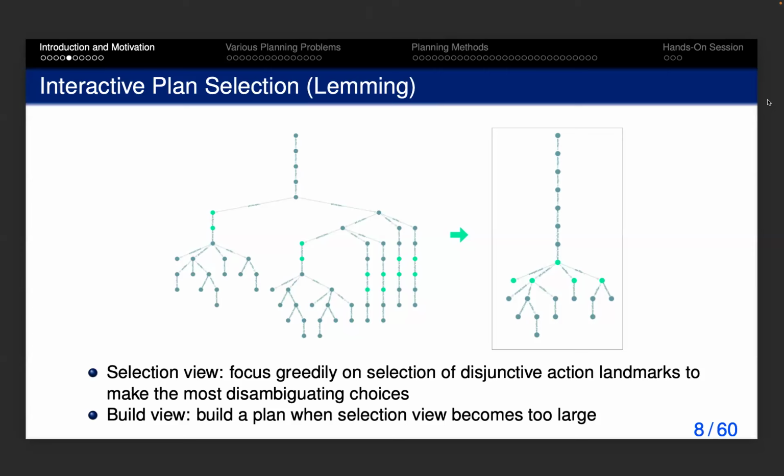You need to really have a good visualization tool that will enable them to see the huge search space that we have now narrowed down to a set of plans, but in a systematic way. And in this problem, we actually looked at how to use disjunctive action landmarks to enable users to have different views, in particular selection view or build view. So you go from this left image, which has this huge tree-shaped structure, where every path through it would be a plan, to something that is maybe smaller.